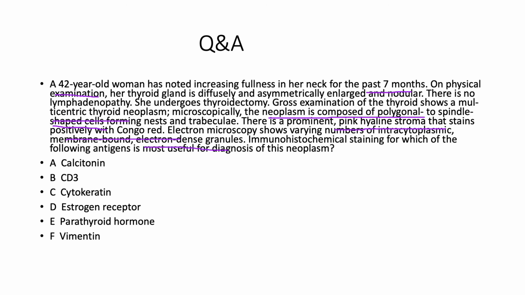So it is pretty clear that the diagnosis is medullary thyroid carcinoma by virtue of these electron-dense granules and the hyaline stroma staining with Congo red, which illustrates that it is amyloid, along with a pleomorphic population of polygonal to spindle-shaped cells. All these favor medullary carcinoma, and in medullary carcinomas the amyloid is derived from calcitonin deposition. So we can easily diagnose this carcinoma by doing an immunohistochemical staining for calcitonin. So calcitonin would be the right answer.